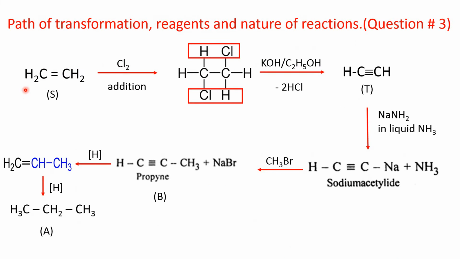So, our compound S is ethene, which can be added up with any halogen because it easily undergoes addition reaction, being an unsaturated compound. Then this compound will form, that is 1,2-dichloroethane. Okay, and this 1,2-dichloroethane will undergo the elimination reaction as usual. We have seen when it is treated with alcoholic alkali, 2 molecules of hydrogen chloride will be removed and we will get the ethyne, that is our compound T.